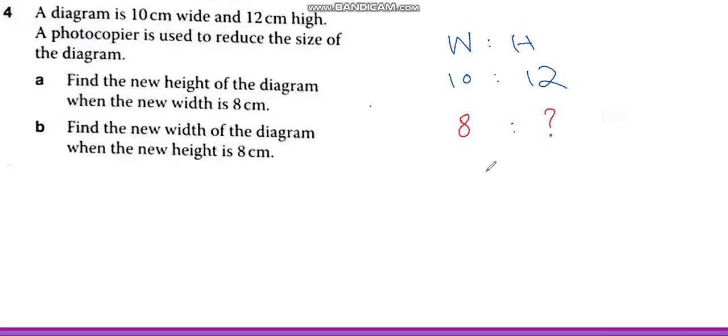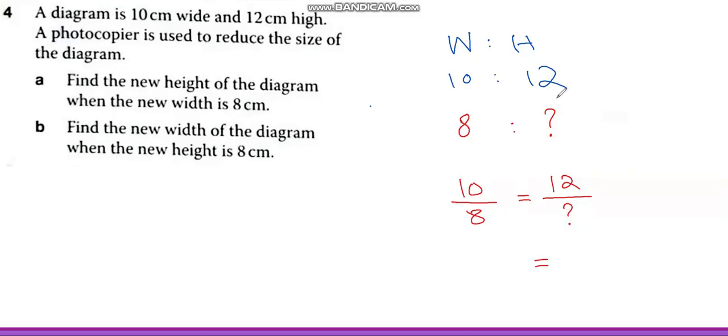So for this purpose, we can do cross multiplication. If we write the ratio of the width, it becomes 10/8, and we can equate it to the ratio of the heights, which should be 12 over the unknown height. When the width becomes 8, we don't know the height. So we can equate both ratios and then do cross multiplication.